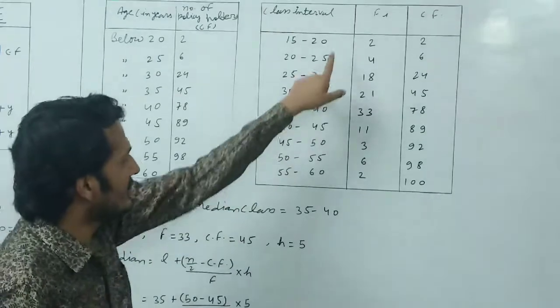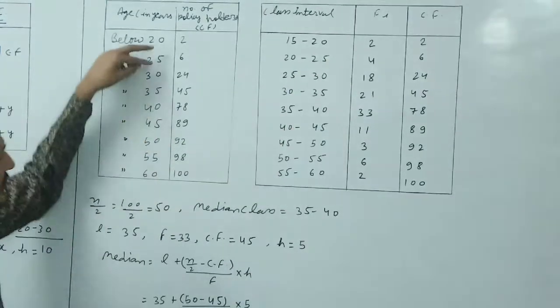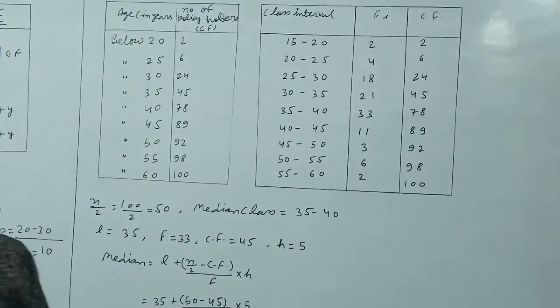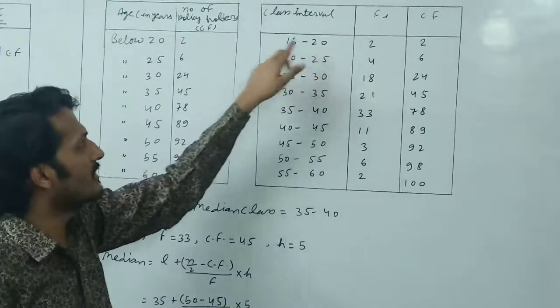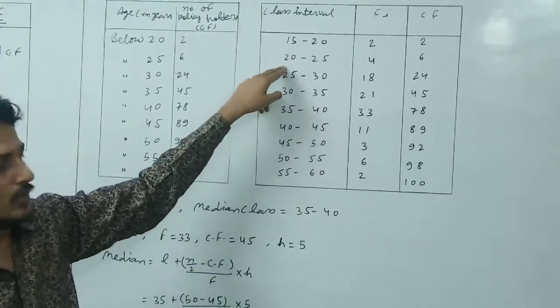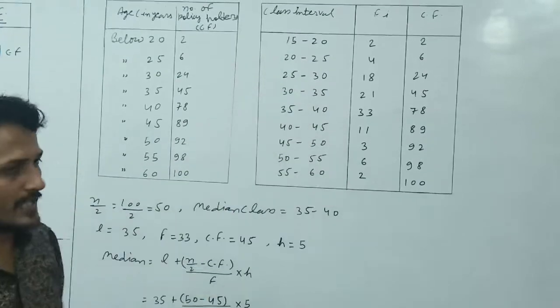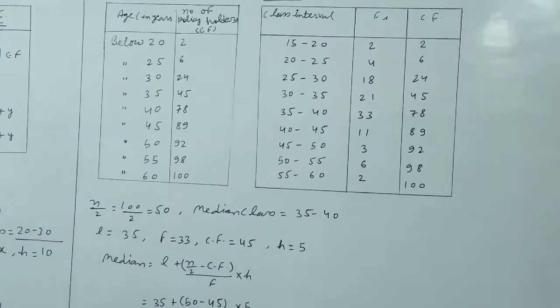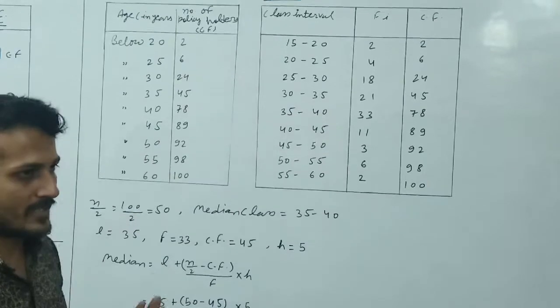So we can see as the upper limits are given to us, the gap between these values is 5. So just 5 before 20 what will come? 15. Just 5 before 25 what will come? 20. And so on, we can find the other lower limits. So now we have found the class intervals.